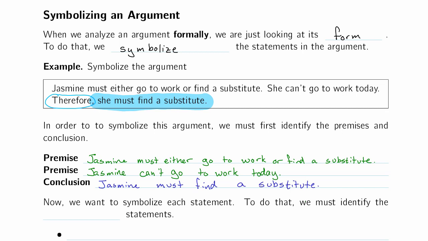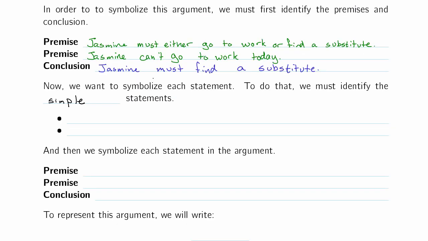Okay, so we've identified the premises and conclusion. Now we want to symbolize those. In order to symbolize these statements, we need to identify the simple statements involved in this argument. Now, this first premise is a compound statement with an or in it. The second premise is a negative statement. As we analyze this, that's what we want to be on the lookout for.